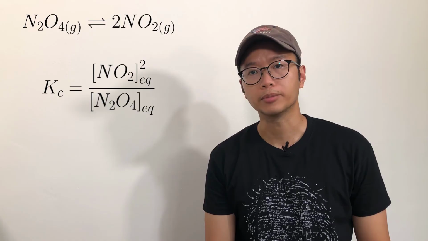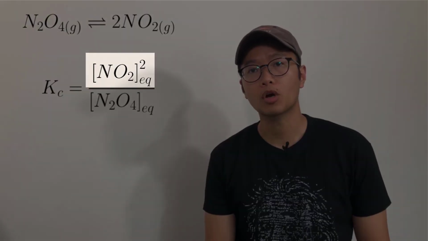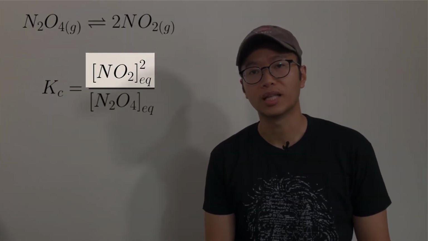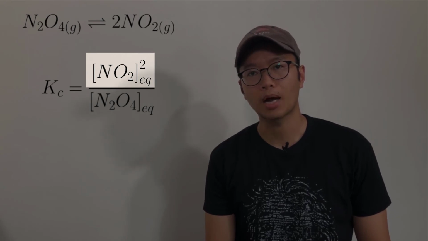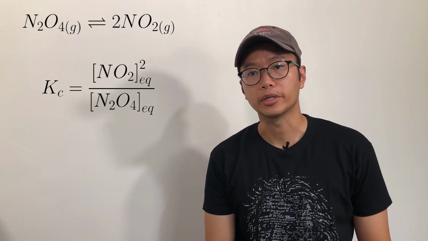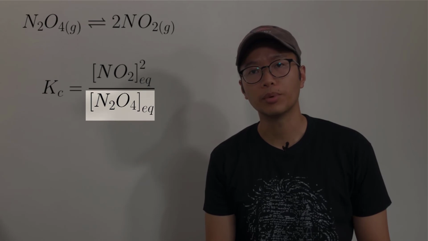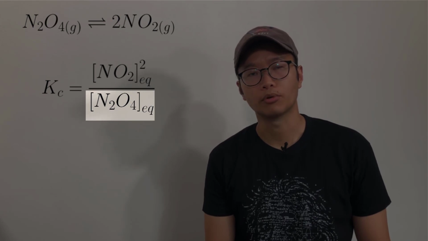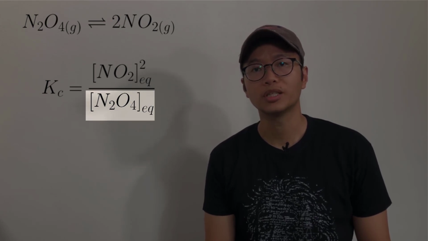In the numerator, I have the equilibrium concentration of nitrogen dioxide raised to the second power because its coefficient is 2. In the denominator, I have the equilibrium concentration of dinitrogen tetroxide raised to the first power because its coefficient is 1.